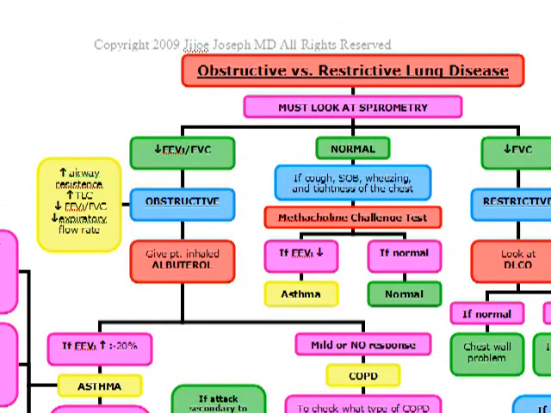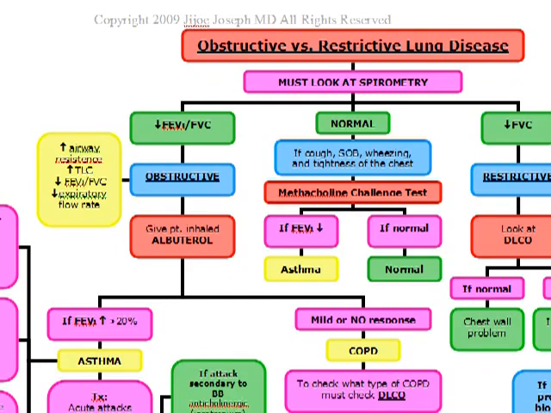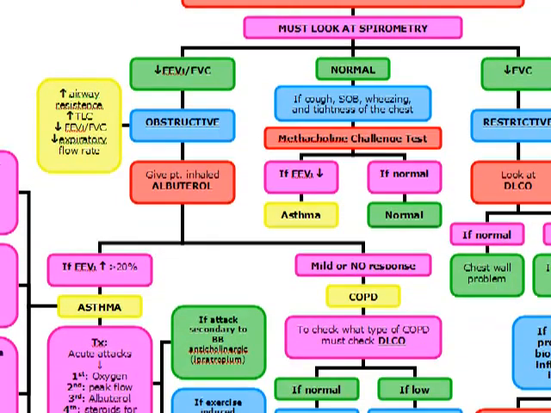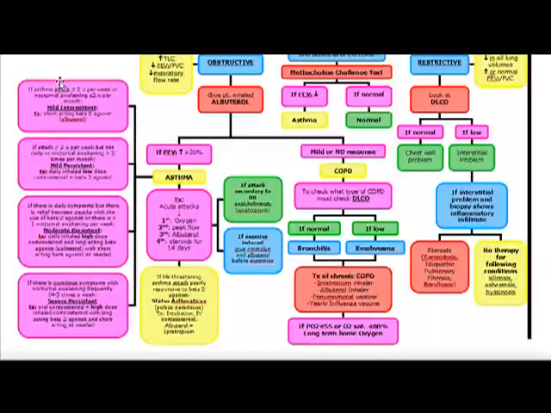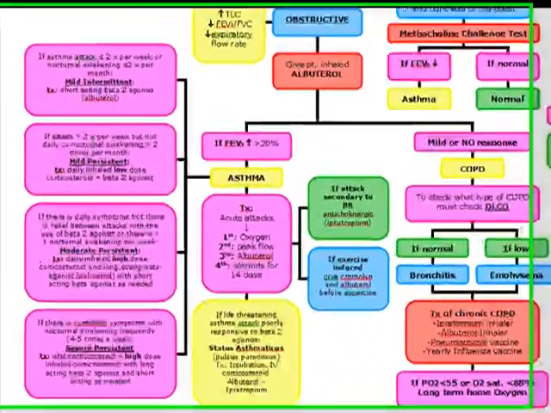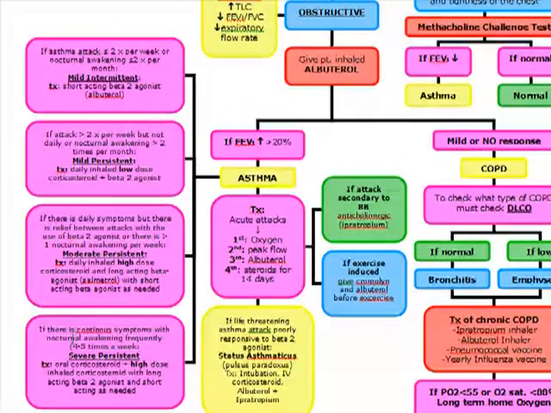Basically, that's our obstructive versus restrictive lung disease. And we can quickly go over asthma and some of the chronic treatment for asthma. These are the 4 types of asthma: mild intermittent, mild persistent, moderate persistent, and severe persistent. Mild intermittent is when an asthma attack happens less than or equal to 2 times per week, or nocturnal awakening less than or equal to 2 times per month. In this case, we're only going to give short-acting beta-2 agonists such as albuterol. So mild intermittent, just short-acting beta-2 agonists.